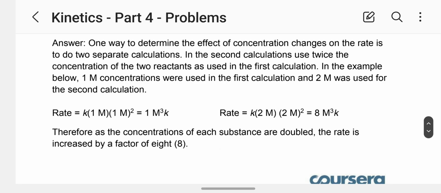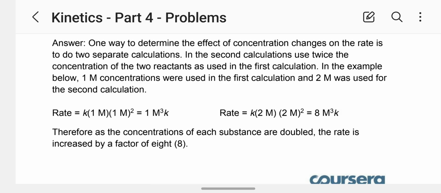Then answer: one way to determine the effect of concentration changes on the rate is to do two separate calculations. In the second calculation, you use twice the concentration of the two reactants used in the first calculation. In the example below, 1 molar concentration was used in the first calculation, and 2 molar was used for the second calculation.